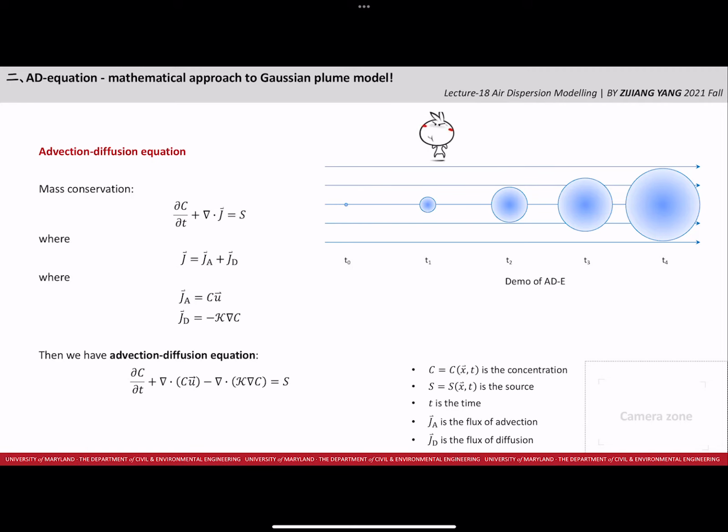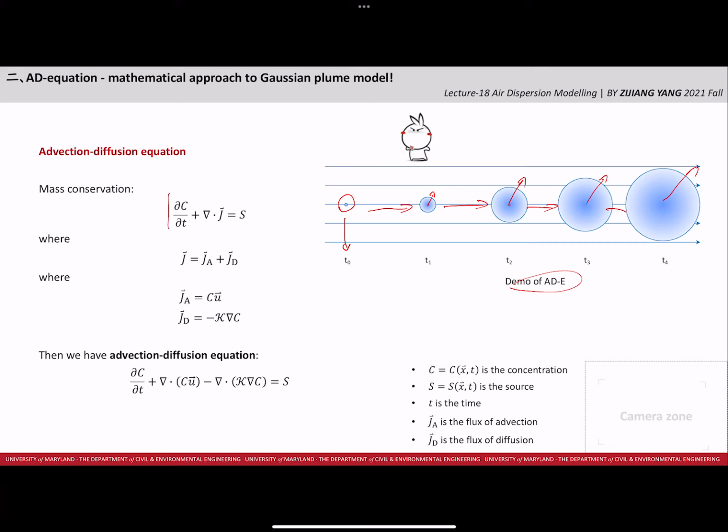If we put them together, we can see that we have a particle that starts at time 0. And as time goes, it will move with the flow, so it will have the advection. In the meanwhile, the particle will expand over time, so we also have diffusion. So the particle will be something like this. And this can be described mathematically.